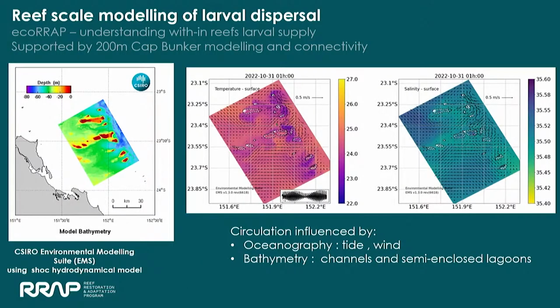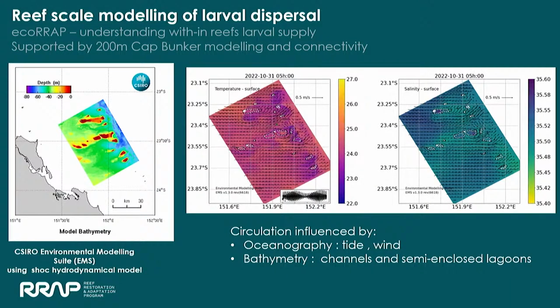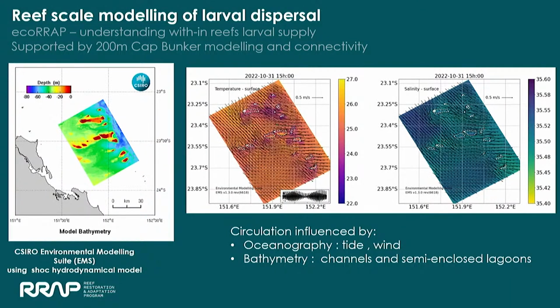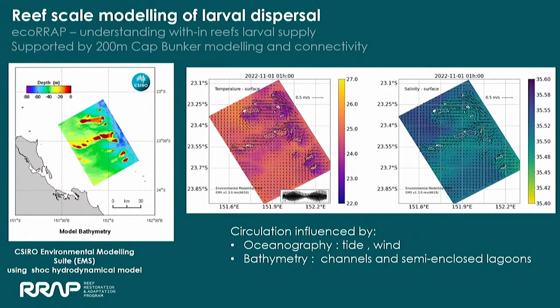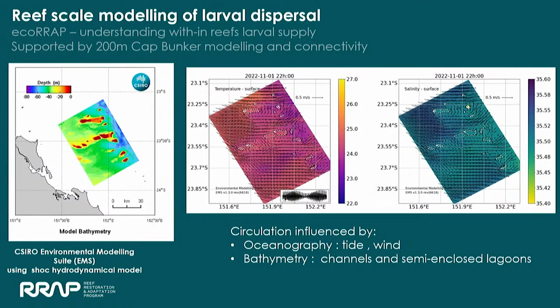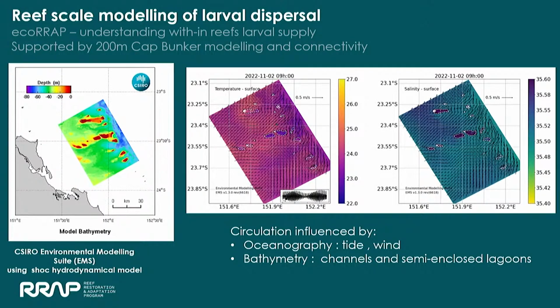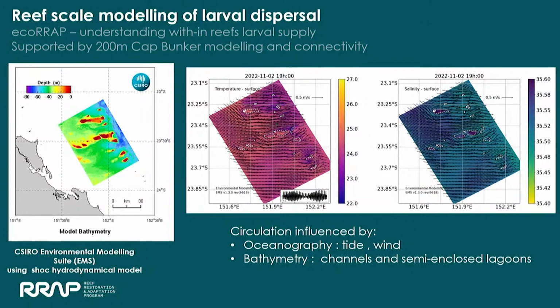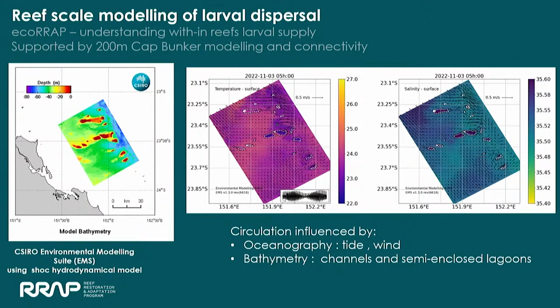The first example here is the Capricorn Bunker that Rob just presented before. It's going to move? It is. So we've got temperature in the middle and salinity on the right. At those scales, you can see what the circulation is doing. We can sometimes see the effect of the wind when there's very strong blowing, but we can also see the tide turning around.